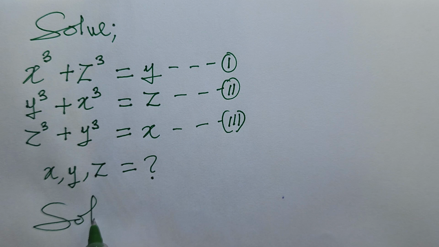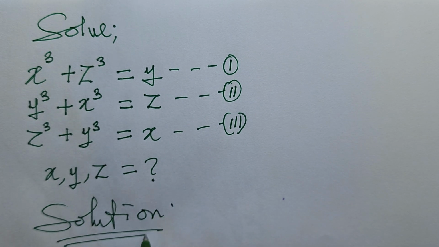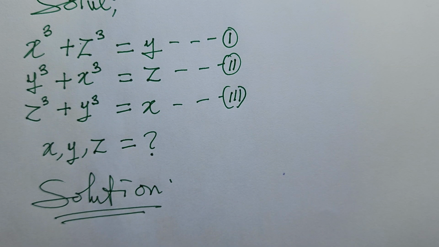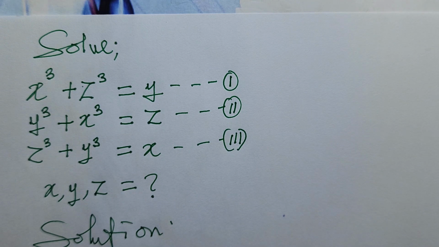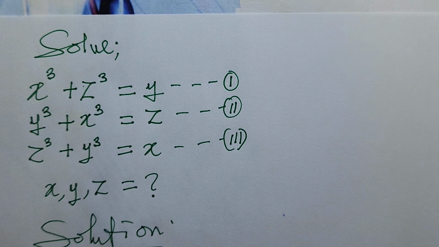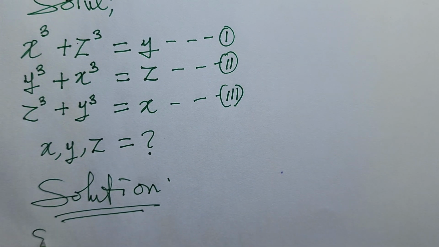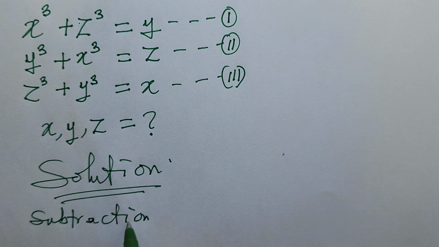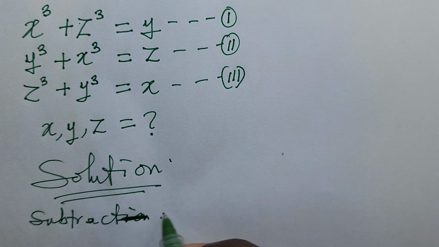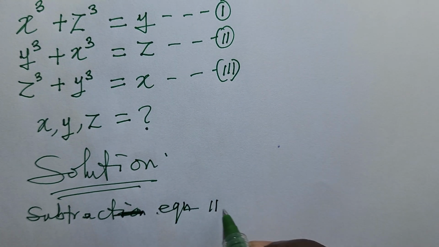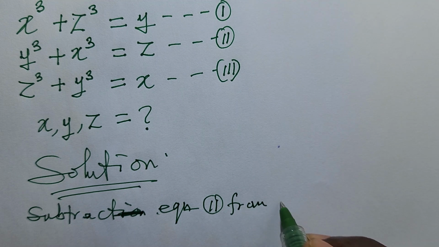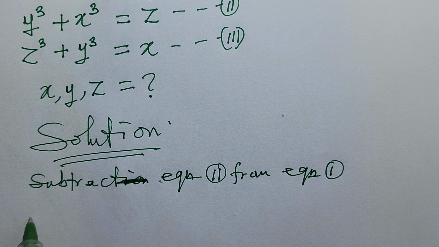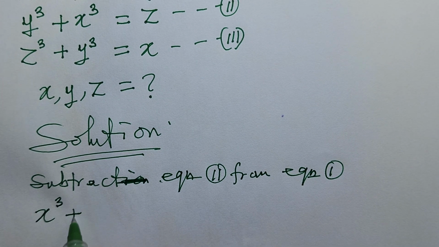So we take our solution here. Okay, so we're going to solve this step by step. Now from these three equations, we're going to do some subtraction. So let's subtract equation 2, which is this, from equation 1. Okay, so let's write it as: subtract equation 2 from equation 1.